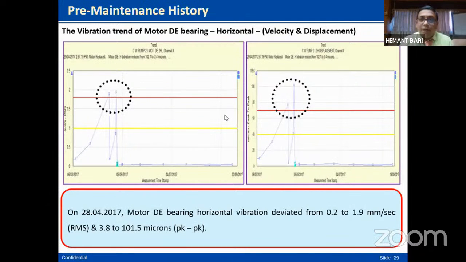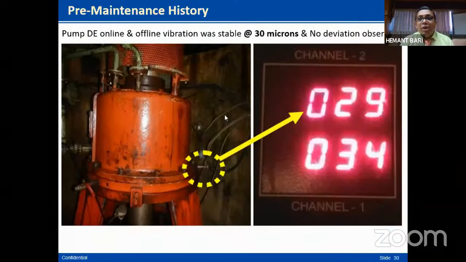The vibration level increased from 3.8 to 101 microns. It increased gradually, not in one day. 30 micron, 40 micron, we kept a close watch on the vibration readings. 100 micron was the limit and 101 was recorded, and we stopped the pump. Pump reading was normal, 29 microns.